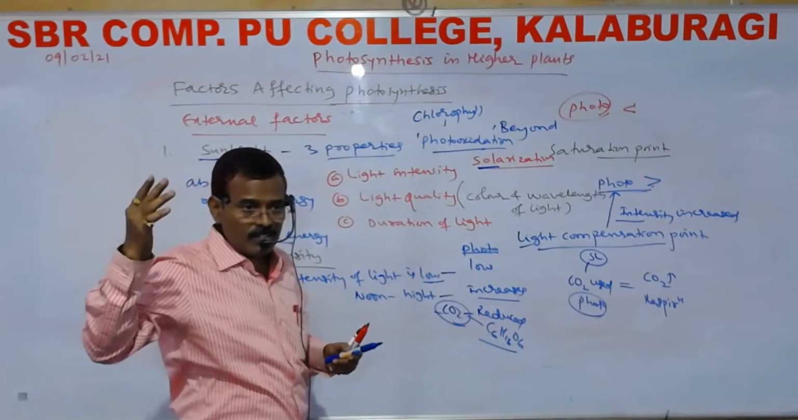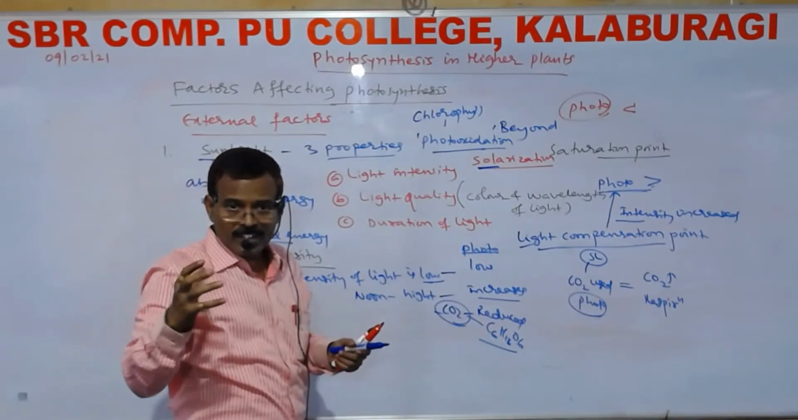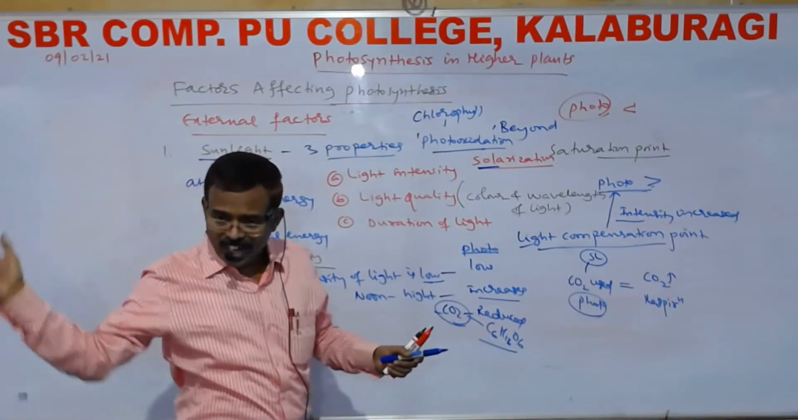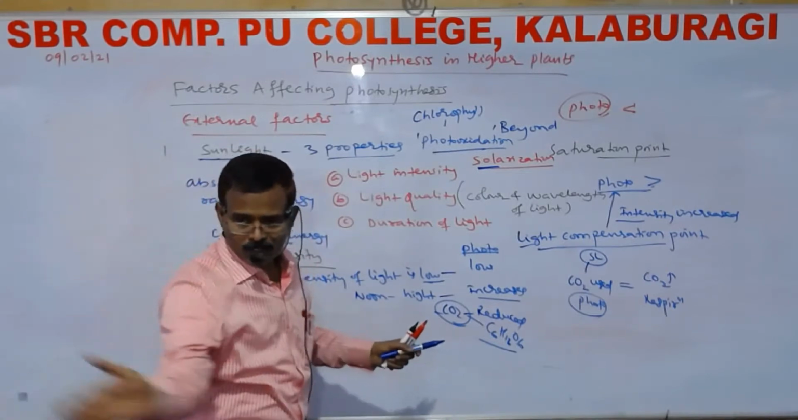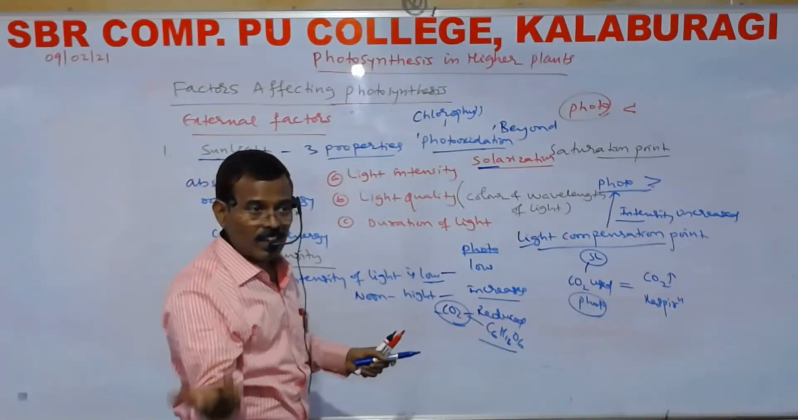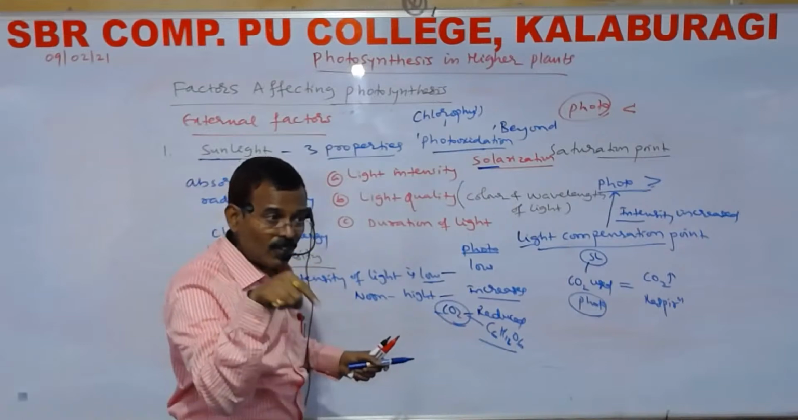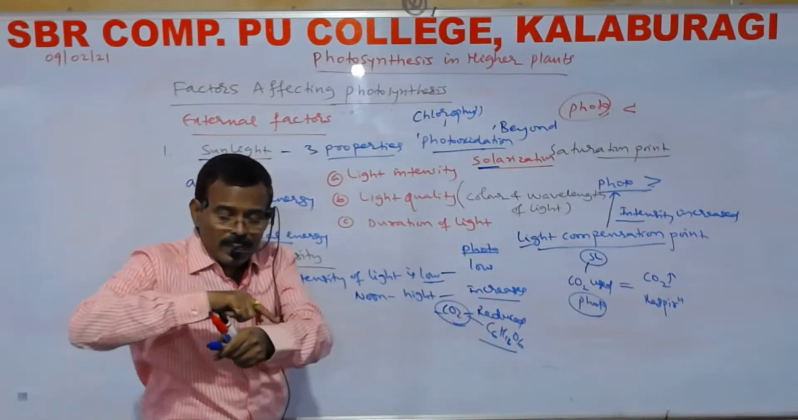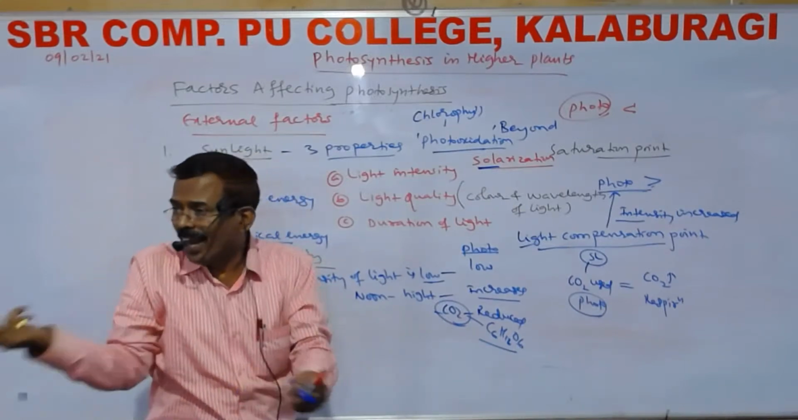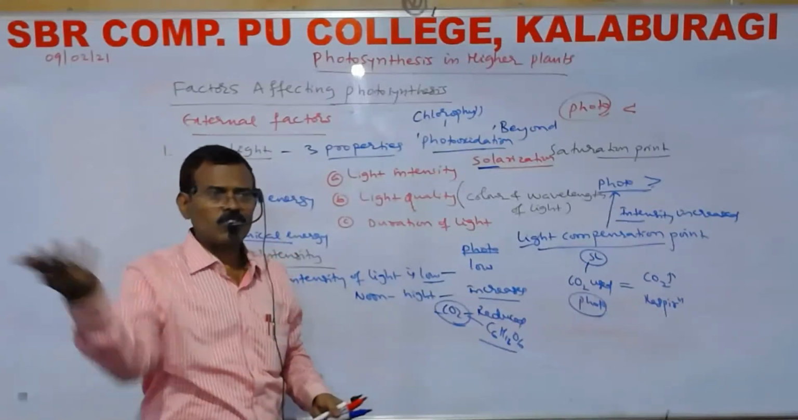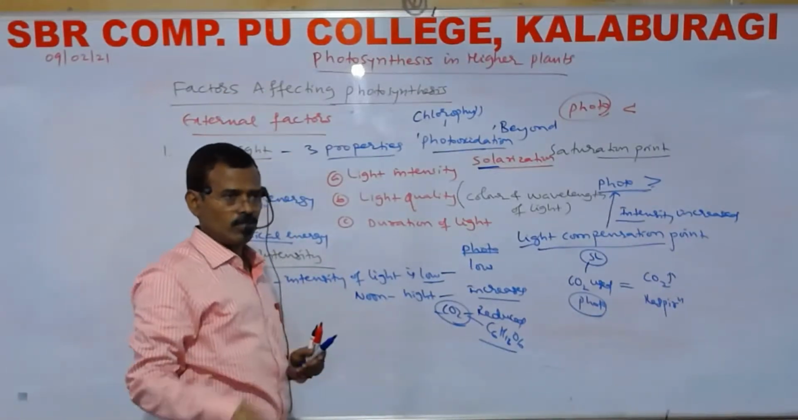At high light intensity, the gas kinetic energy can increase, so this gas can diffuse away. As a result, what happens? The availability of carbon dioxide in the immediate surroundings of the leaves will reduce. That's why photosynthesis decreases.